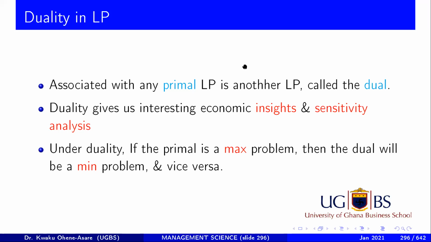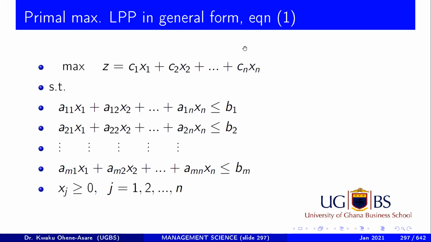But in linear programming, there's one key important thing you want to note from the onset. If the primal model that we did is a maximization, and you might know that we did a lot of maximization, then the dual will be a minimization. If the dual is a cost minimizing, the primal will be a maximization. Okay. So take an example like what we have on the screen. You are maximizing Z.